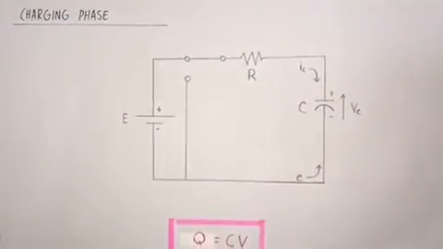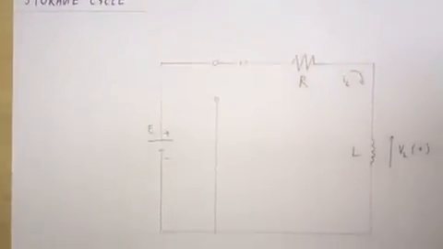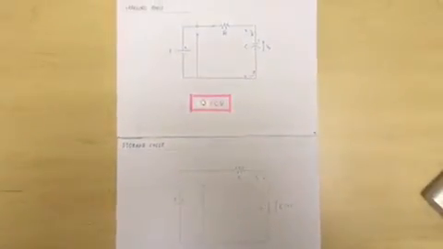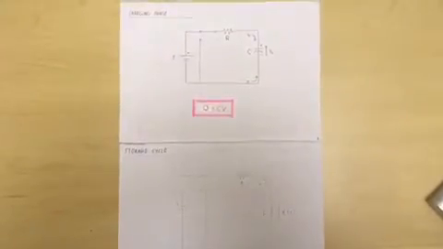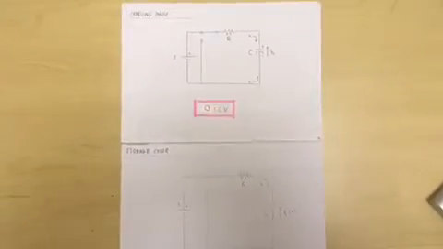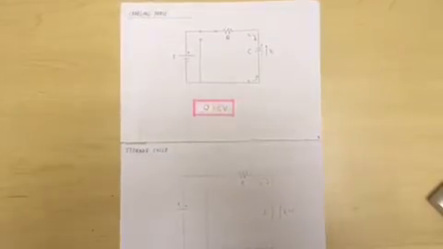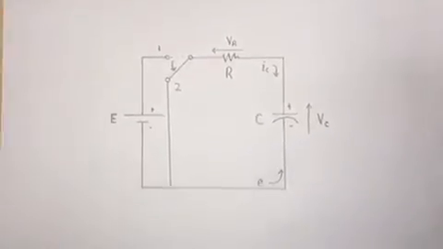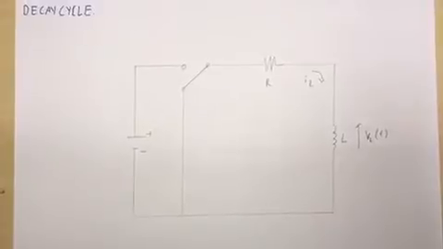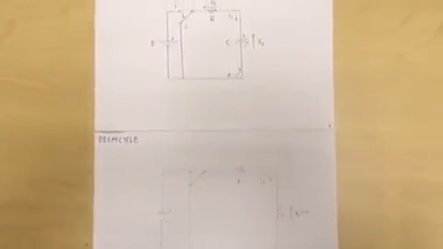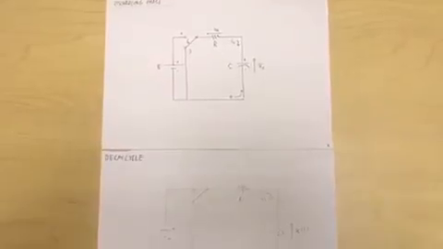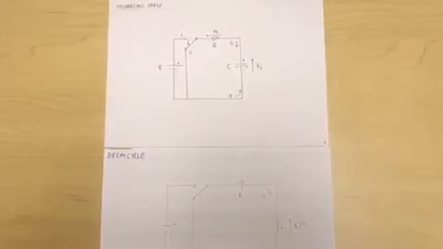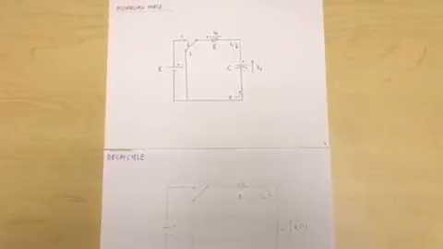So this is the RC circuit, and this is the RL circuit. One of the major differences in both the circuits is that obviously the RC circuit uses a capacitor and the RL circuit uses an inductor. Other than that, there's not too much of a difference. So this is the RC discharging phase, and this is the RL decay cycle. Like before, in the charging phases and the storage cycle, there's not too much of a difference in the circuits other than the capacitor is used in the RC circuit and the inductor is being used in the RL circuit.